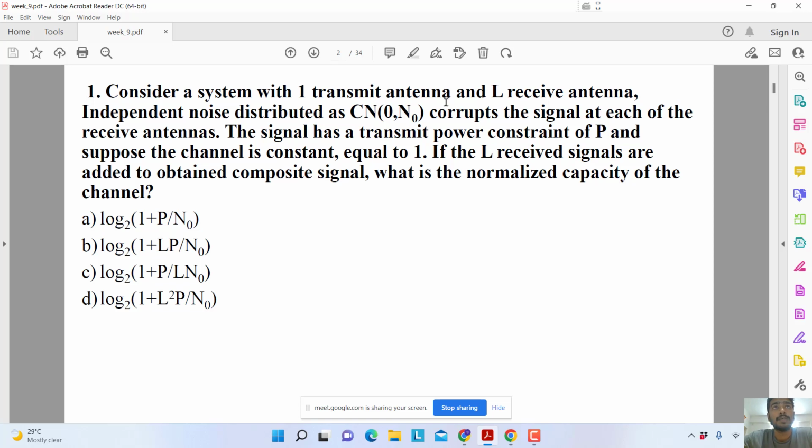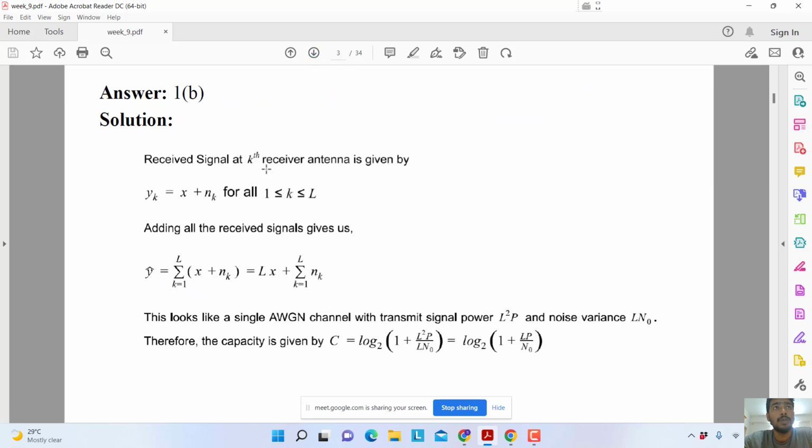According to the question, the scenario is that we have one transmit antenna and L receive antennas, and that is the noise. We have to calculate the normalized capacity, so this is the solution of this question. Basically, we have the received signal at the kth receive antenna. Suppose on the kth antenna we are receiving this, so yk is equal to x plus nk. nk is the noise, x is the symbol. But we have L antennas, so for the L antennas we will add all the components. Suppose it will look like that.